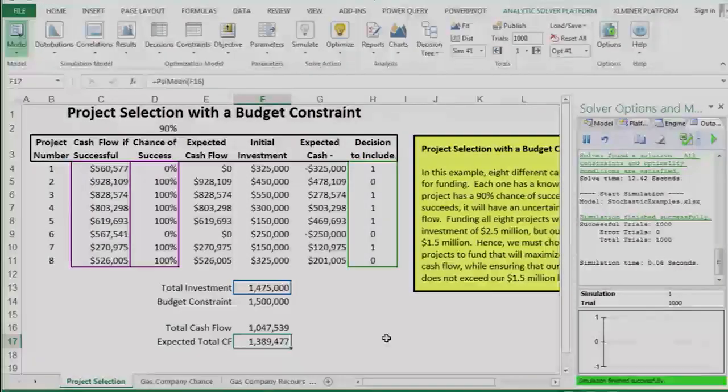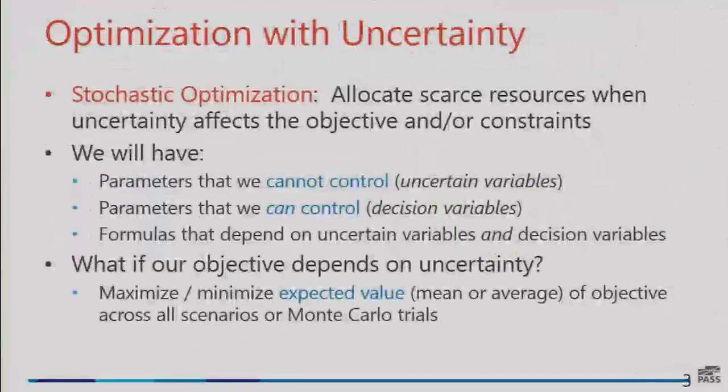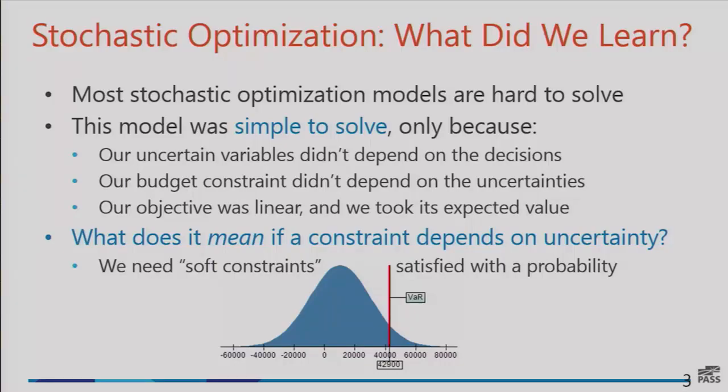Now, how are we able to do that? These problems are very difficult to solve, and actually, I use this as an example because there are naive ways and there are sophisticated ways to solve it, and Analytic Software Platform was able to figure out the sophisticated way. But the reason why we could solve this particular problem as easily as we did is because of these three things. The uncertain variables didn't depend on the decisions.